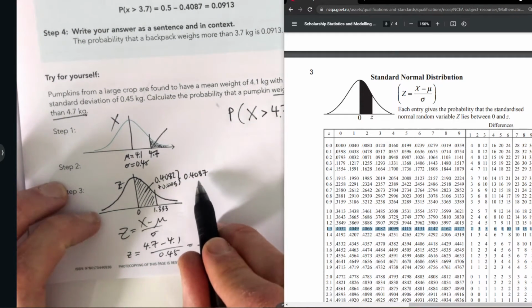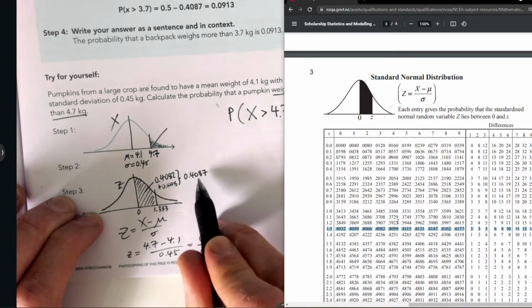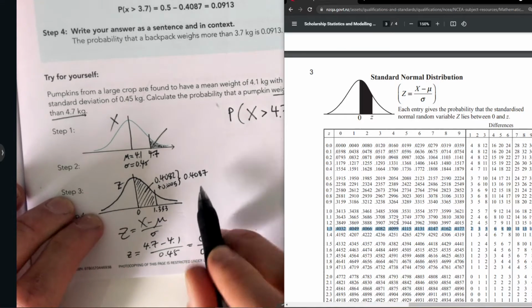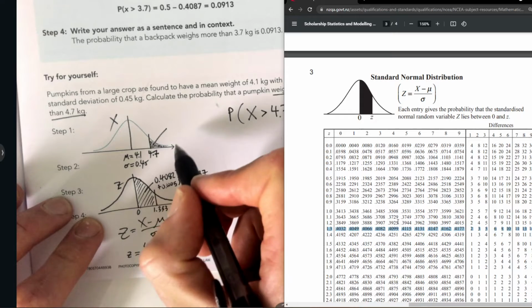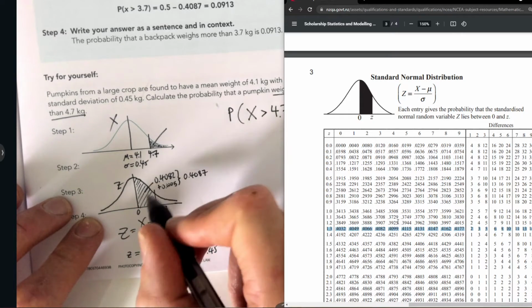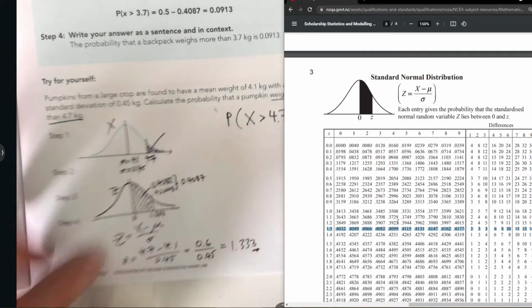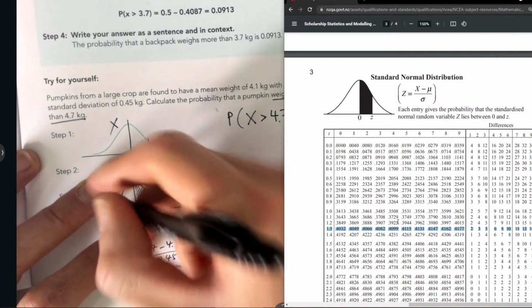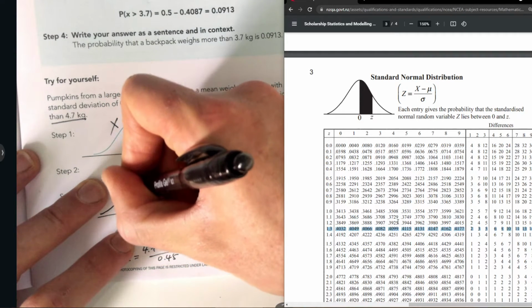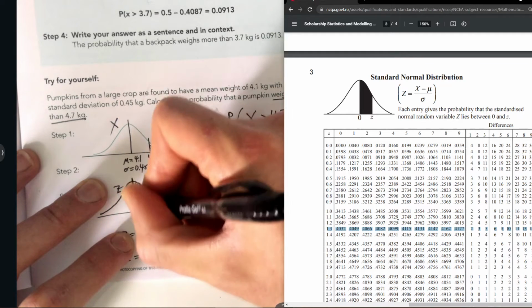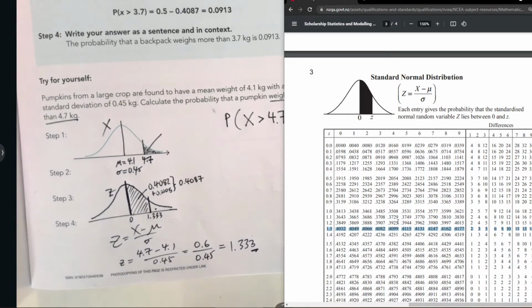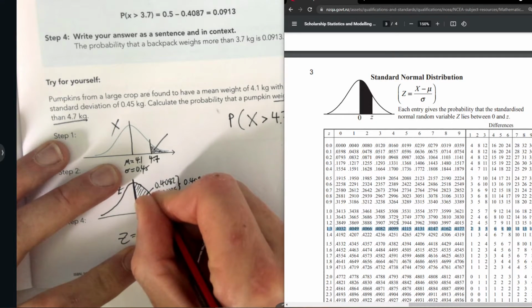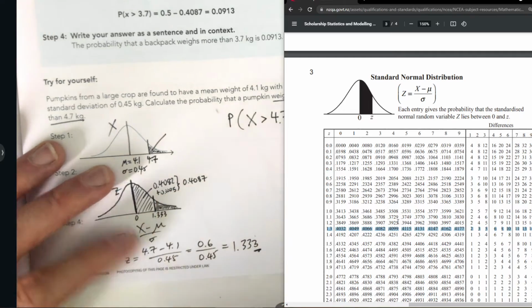Okay, we found this area, 0.4087. Now, we are actually trying to find this area in the original question. So luckily we can work with our Z standardized and just mess around with it for a bit. So if we know this area here, between 0 and 1.3333, we want to find everything beyond. We want to find what's here in pencil. So we're going to have to use some logic to do that.